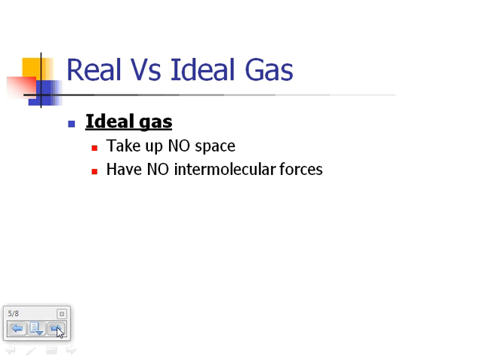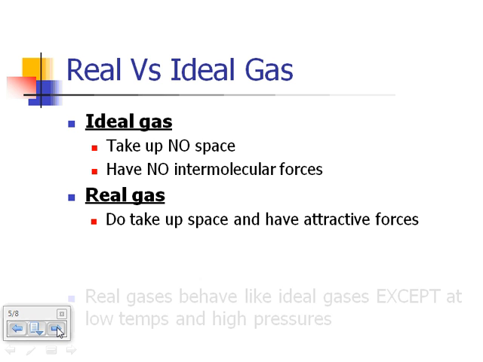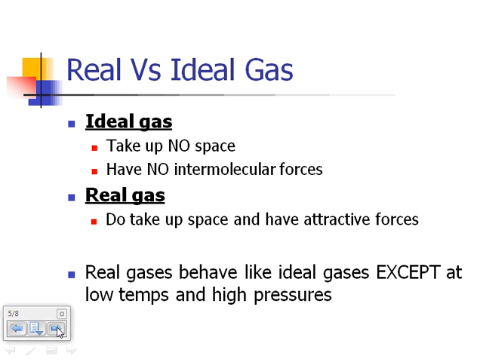Also, there are no intermolecular forces. That's another assumption of an ideal gas, because there is a lot of space in between these atoms, these nuclei, and so there's really not a lot of intermolecular forces going on there. Real gases actually do take up space and have attractive forces. Most of the time, these work, but there is one case where it really doesn't work very well. So real gases behave like ideal gases, except at low temperatures and high pressures.